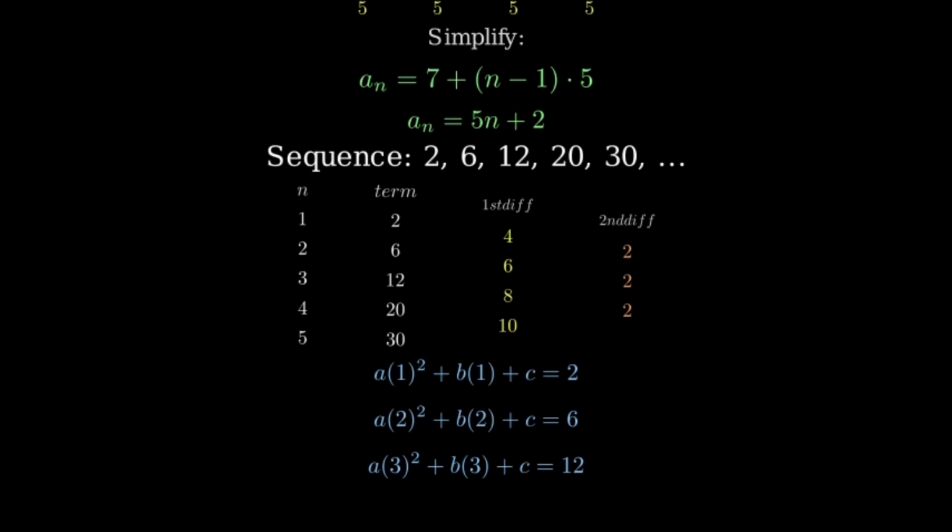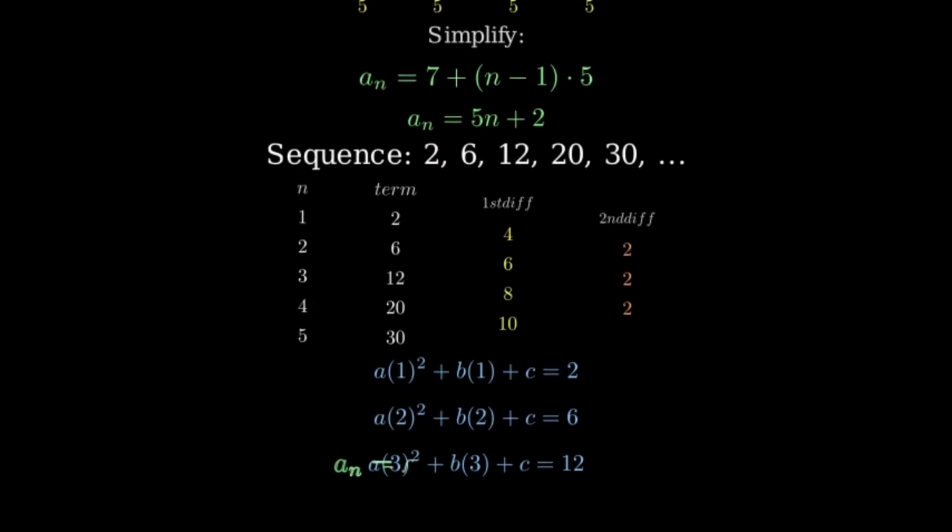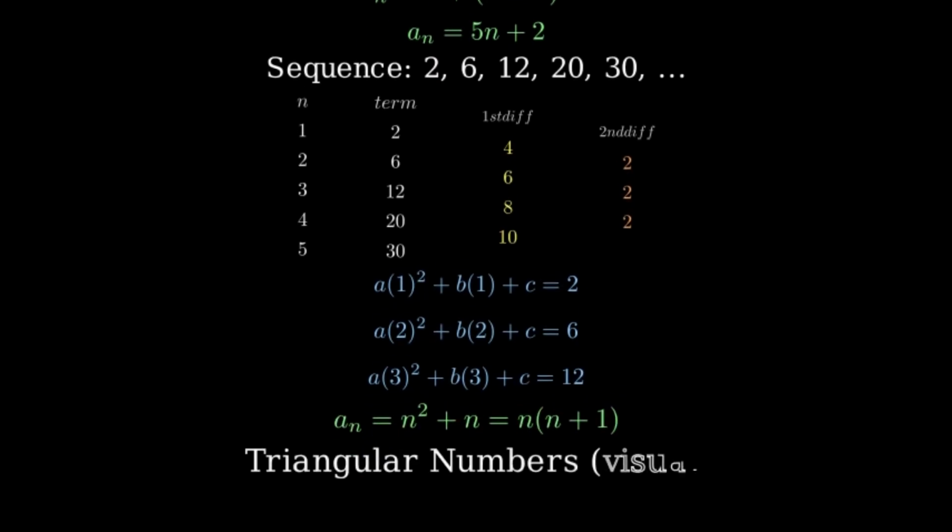So the nth term is n squared plus n. Another way to write it is n times (n plus 1). Example 3. Triangular numbers, a classic shape pattern.